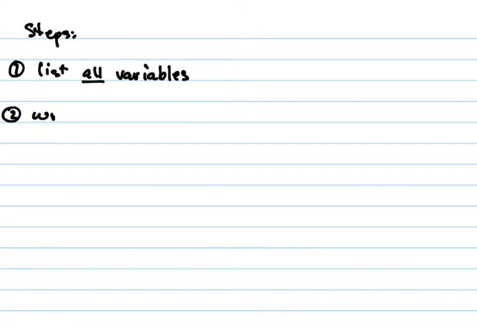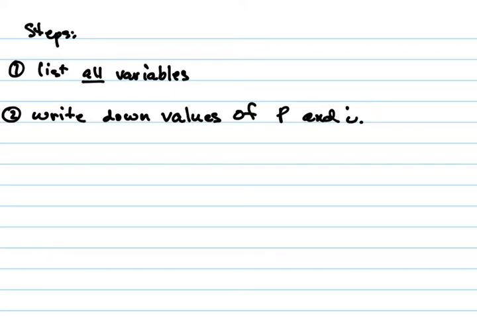2, write down values of P and I. Everything is based on your principal amount. So make sure you focus on that, knowing which one is the principal amount. Because sometimes they're going to give you the amount of the loan. You need to make sure that you pay close attention to which one is the principal amount.